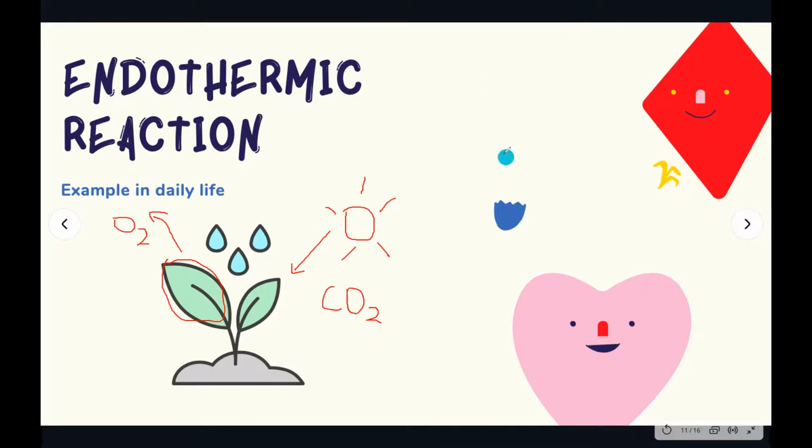Other examples of endothermic reactions in physical changes are melting, because bonds need to be broken to change solid into liquid, and also boiling, because it changes liquid into gas.